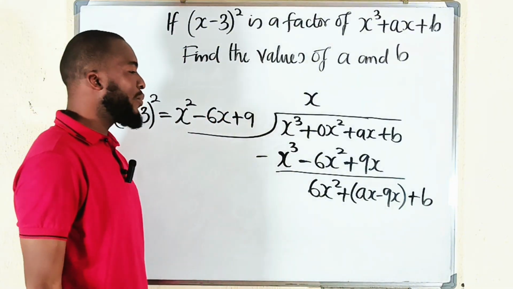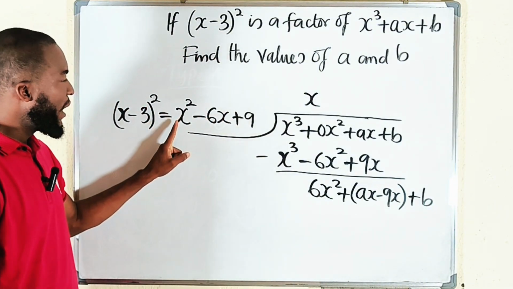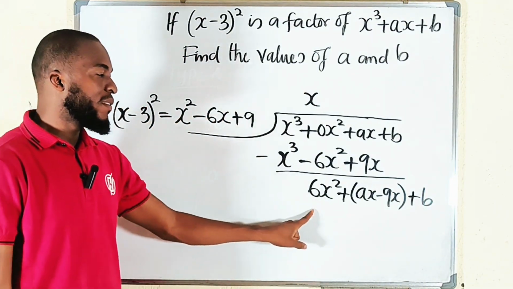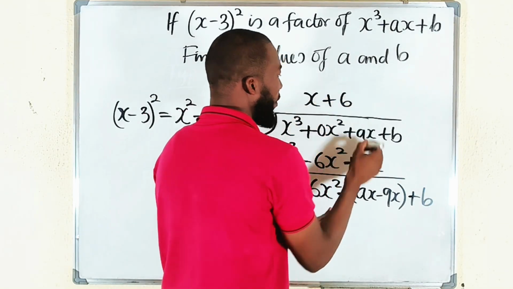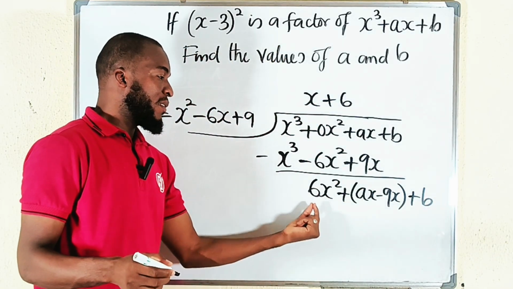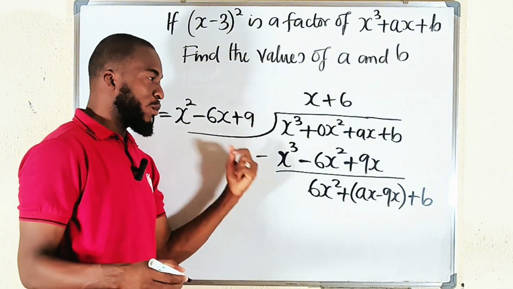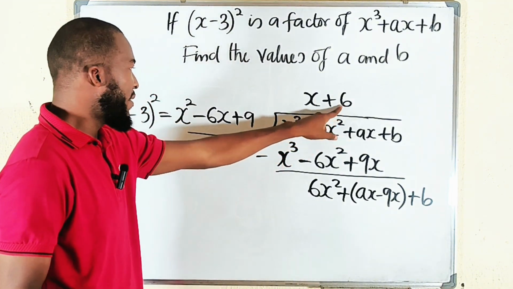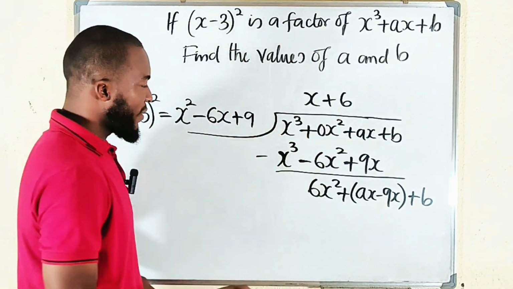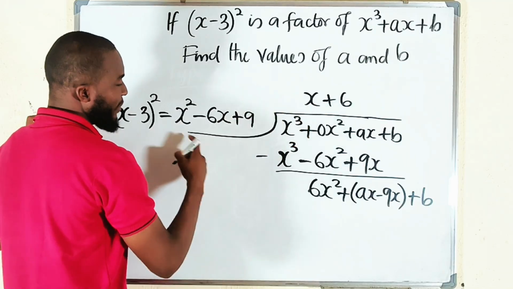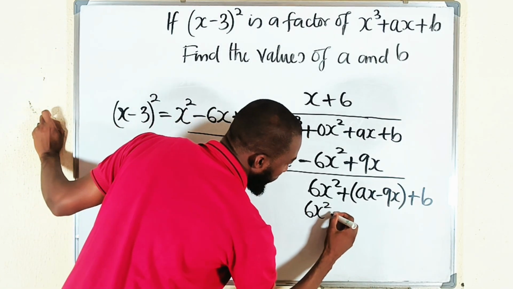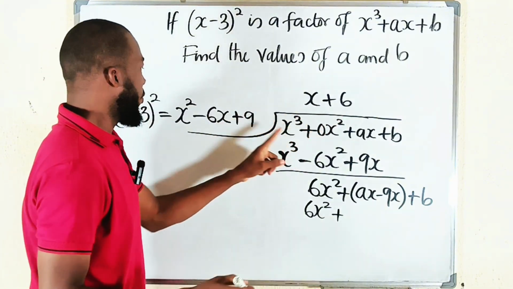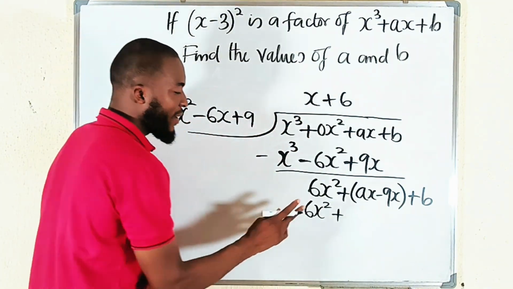You repeat the same process. X squared can divide 6x squared exactly 6 times, right? It's just like taking 6x squared divided by x squared, that will give us 6. Then take this 6 and multiply by all of this. So 6 times x squared will give us 6x squared. Plus? No, this should be minus, right? Because of this minus sign.